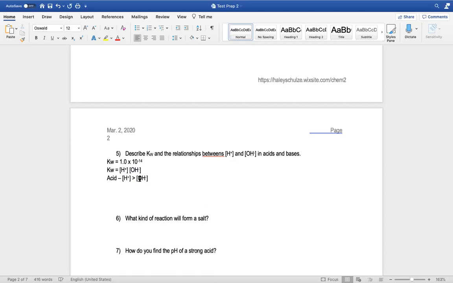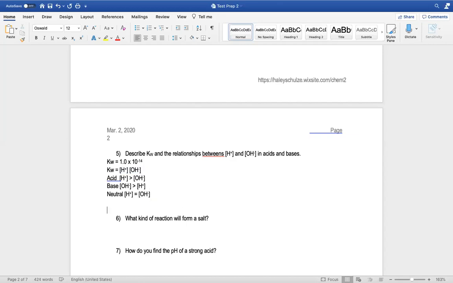Concentration. And same way with a base, your OH concentration is considered to be greater than your hydrogen concentration. And then when you're neutral, at 7 pH, she might throw in a trick question like: at a neutral pH, which is greater, your hydrogen ion concentration or your hydroxide ion concentration? They're both equal. So at neutral, both of these are set to be equal to each other.